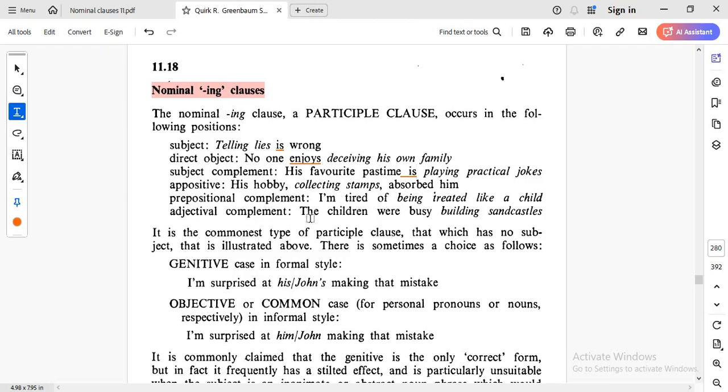We have the children were busy building sandcastles. The main verb is were, and busy building, busy is an adjective. That's why building sandcastles is an adjective complement. Where is the nominal ing clause? Building sandcastles, because it contains the ing verb element.